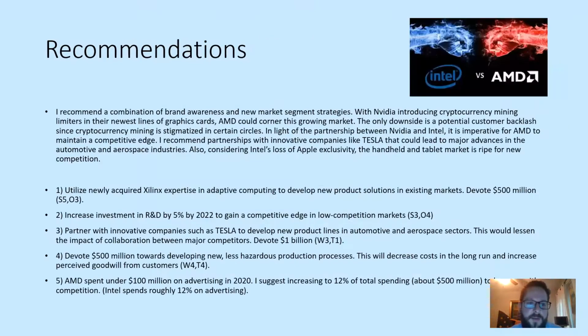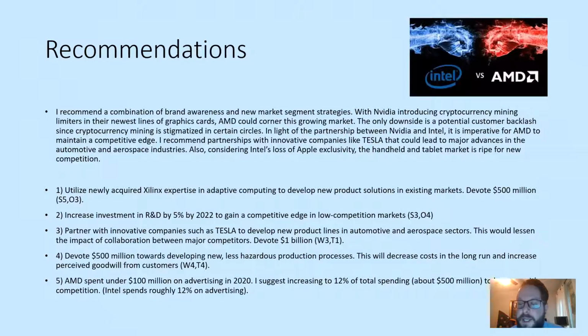So moving on. As far as recommendations go, I really have focused on a combination of brand awareness and targeting these new market segments that I've identified. One of the big things that happened in 2020 is NVIDIA introduced on their newest line of graphics cards what's called a cryptocurrency mining limiter.